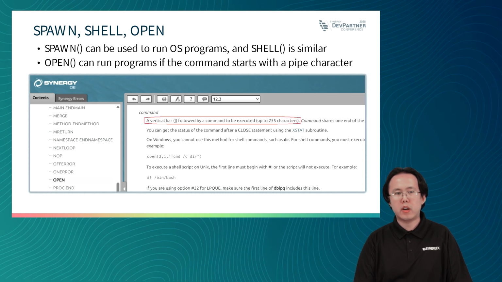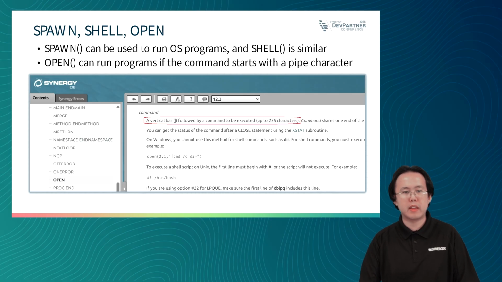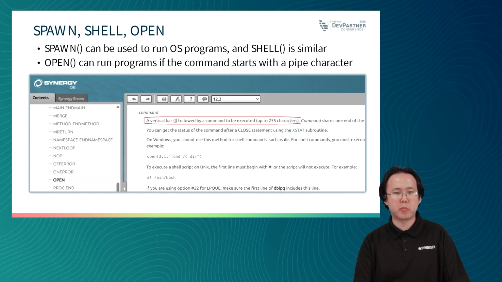So one more thing is open. Opening a channel is extremely common in Synergy, right? You open a channel, you want to write some data, read some data, or open something for the console. Open is a security vulnerability as well. Why? Because the command could be a vertical bar followed by another string. And when you do this, then what happens after the vertical bar is treated in the same way as spawn or shell. It's a command to be executed on the current operating system.